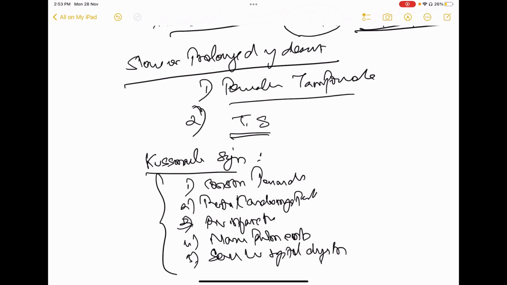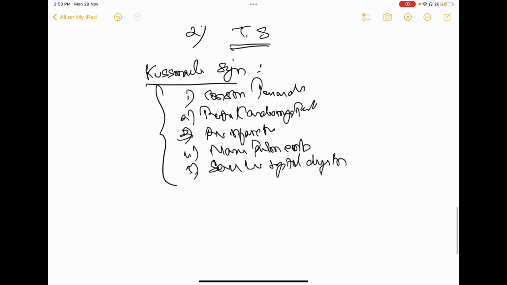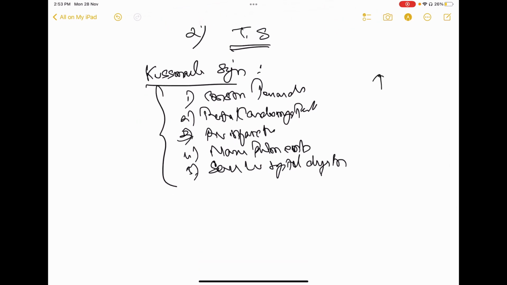So normally, let me tell you the normal physiology. During inspiration, there is a 3 millimeter mercury fall in the venous pressure. So this is a rule. This always happens. During deep inspiration, there is a 3 millimeter of mercury fall in venous pressure.